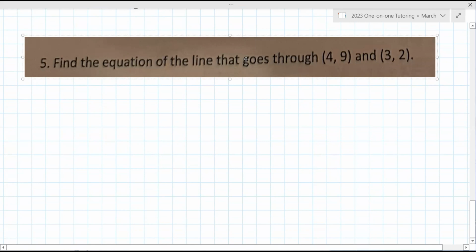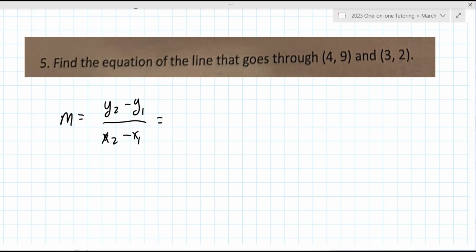All right. Find the equation of the line that goes through (4, 9) and (3, 2). So did you do some problems like this in class? All right, so we're going to do y2 minus y1 over x2 minus x1. Go ahead and find the slope for me, please. 2 minus 9, so we have negative 7 over negative 1. The slope is 7.